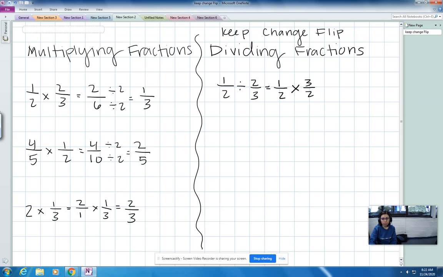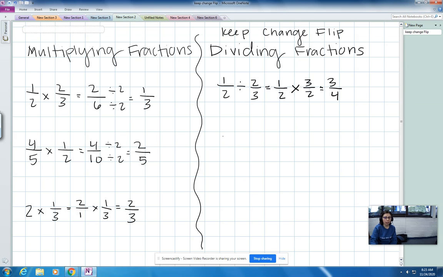Now that it's a multiplication problem, I can just solve it the way I did with these 3 problems on the left. So I multiply across. 1 times 3 is 3. 2 times 2 is 4. And then I have to see if I can simplify. I cannot because there's nothing besides 1 that goes evenly into both 3 and 4. So my final answer is 3/4.